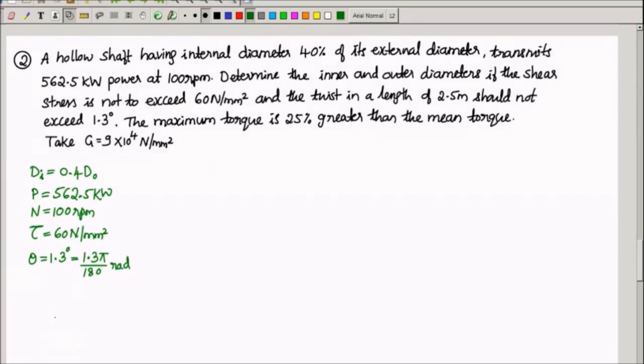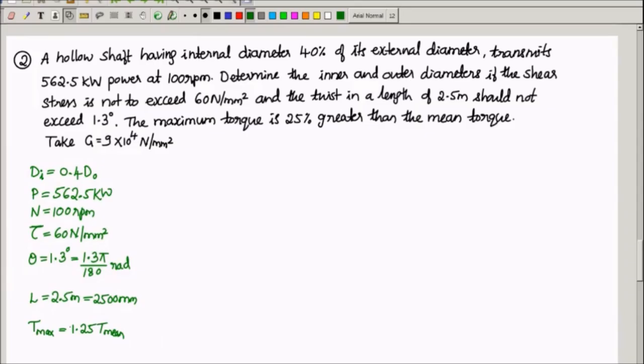And he says it is in a length of 2.5 meters. So L is 2.5 meter, which is 2500 mm. That's the length of the shaft. And the last sentence you see, maximum torque is 25% greater than the mean torque. So T max is 25% greater than the mean torque. So it should be 1.25 times the mean torque. You should be careful here. I have seen students making a big mistake here. They will just take T max is equal to 0.25 T mean, which is not correct.